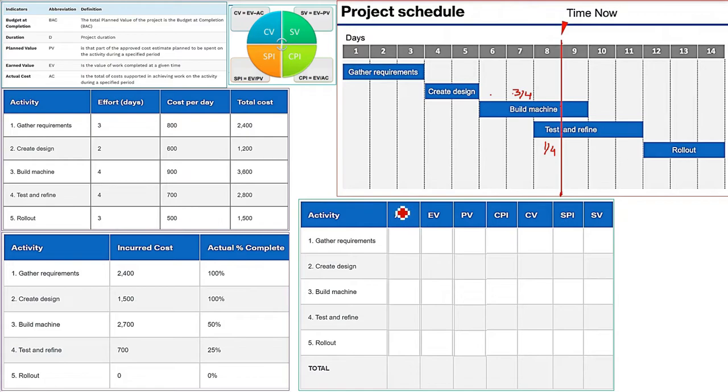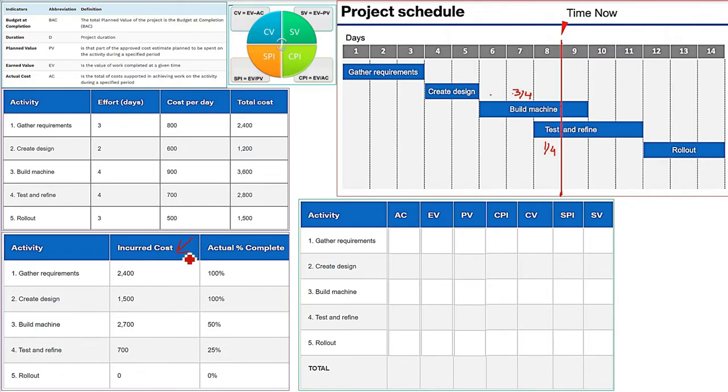Now this will be the table we are going to make for the earned value analysis. First thing, AC. That is the total of cost incurred in achieving work on the activity during a specified period. So this is the actual cost. Actual cost is what? This is the total cost, so this is the incurred cost.